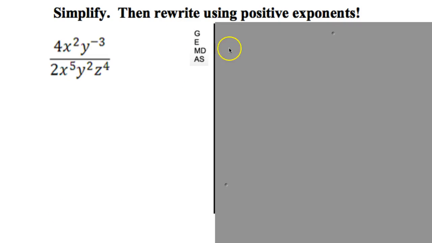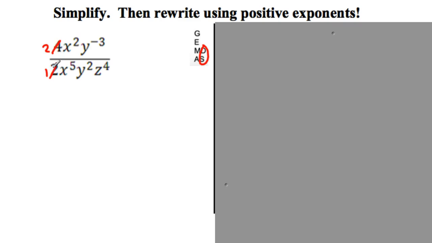2 more examples. This time, this one looks like we're dividing. So if I look at my old GEMDAS friend, when we divide, we are subtracting the exponents. So let me take a look over here. First thing I have this 4 and the 2. All right, let me simplify that. 2 can be divided into 4 twice, and 2 divided by 2 is 1.